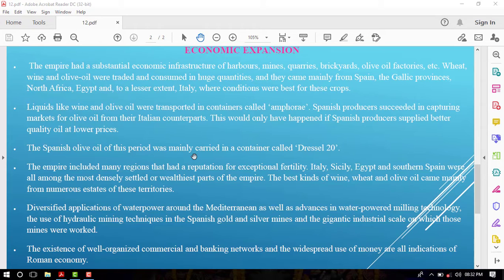This story is about the ancient world of the Roman Empire. So generally, economic and cultural life was primitive and backward. But there was some advancement also. As you can see, there was the use of hydraulic mining techniques in the Spanish gold and silver mines. In the first centuries, a large quantity of minerals was extracted from these mines. There was the existence of well-organized commercial and banking networks. Lastly, the widespread use of money strengthened the economy.